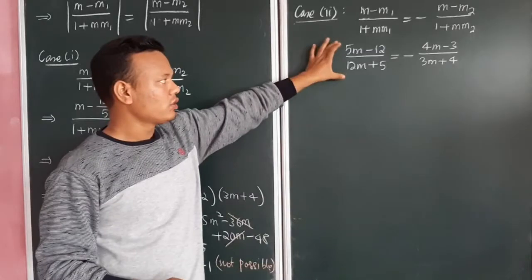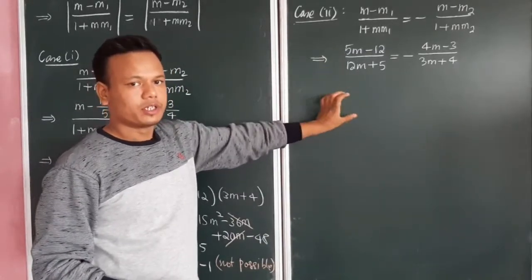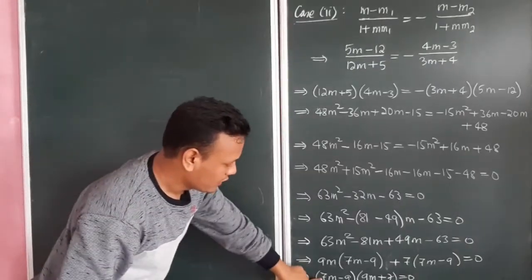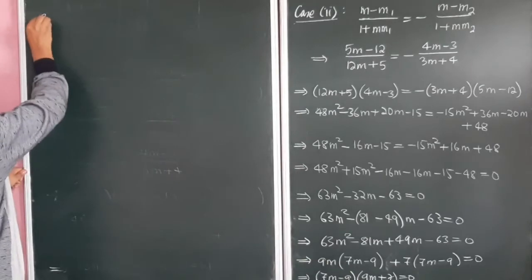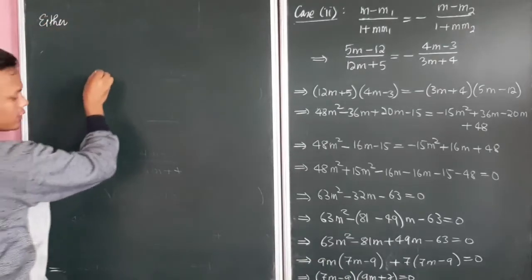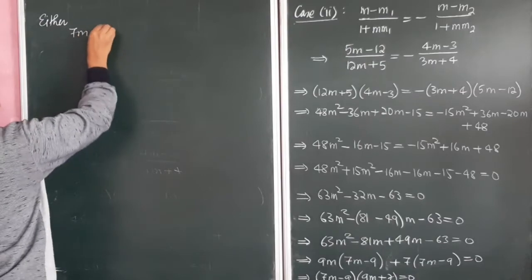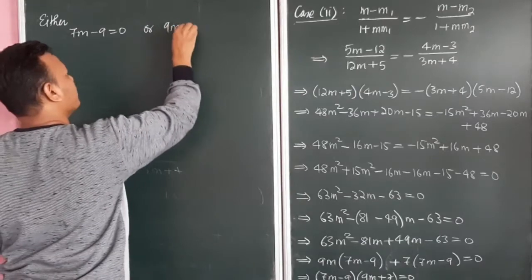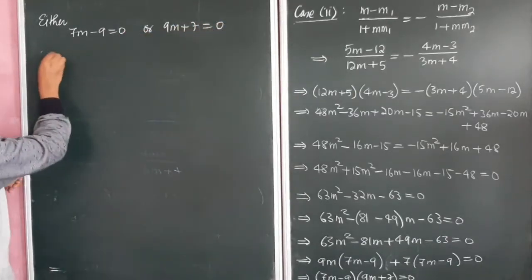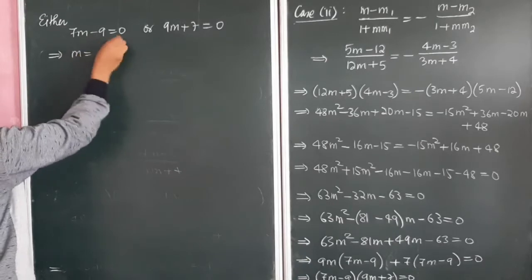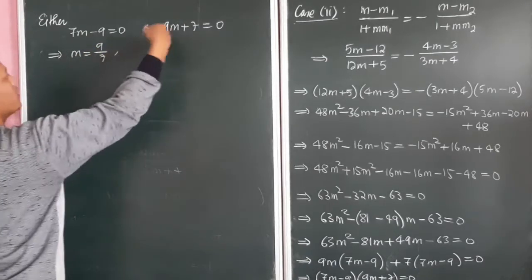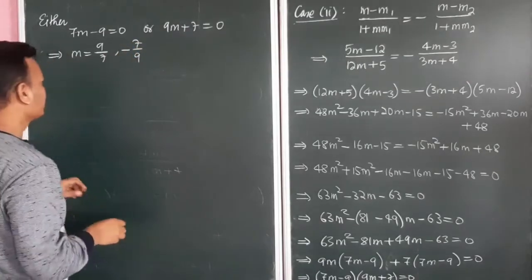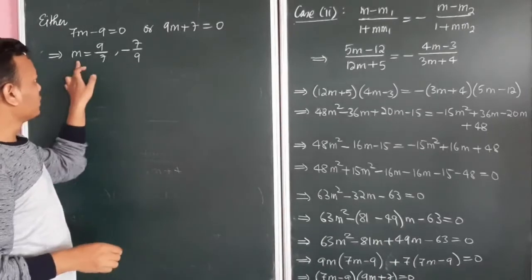Okay, so you just pause the video and arrive at that particular quadratic equation and find the value of m. Either 7m minus 9 will be 0, or the other one, 9m plus 7, will be equal to 0. So from here the value of m turns out to be 9 by 7, and the other value of m turns out to be minus 7 by 9. So we have found the two values of the slopes, right?